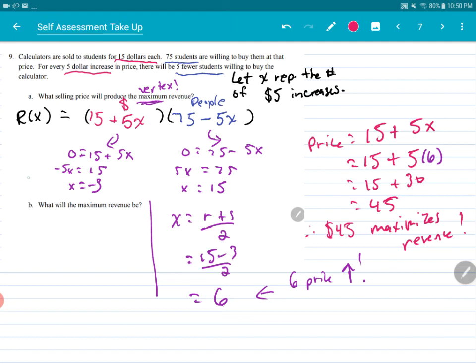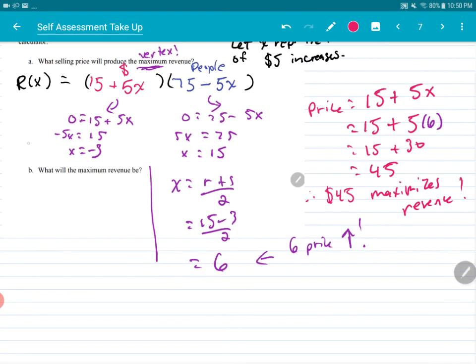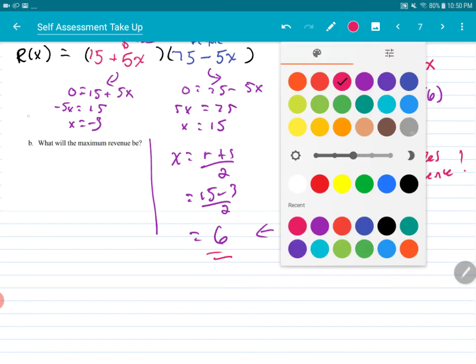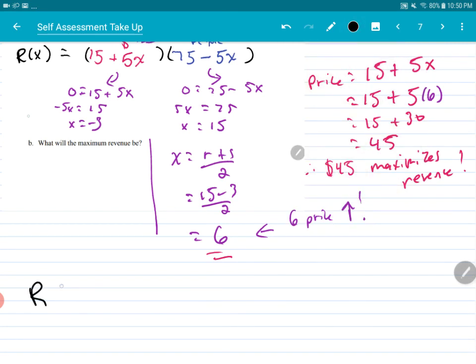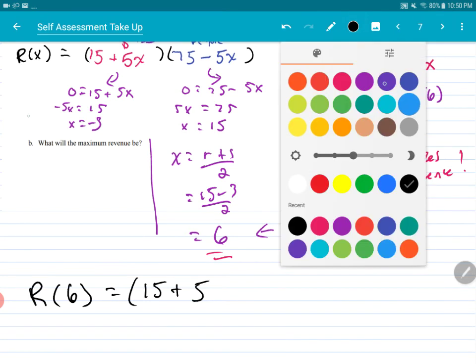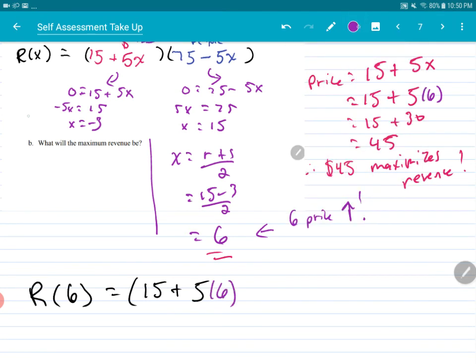That's part A done. Part B is saying, what is the max revenue? Well, we already know the X value that gives us the max, so we just have to take this X value and plug it into our original. So we're basically trying to find R of X, R of 6. So revenue at 6 price increases is 15 plus 5 times 6, which we already just found, but that's okay, times 75 minus 5 times 6.